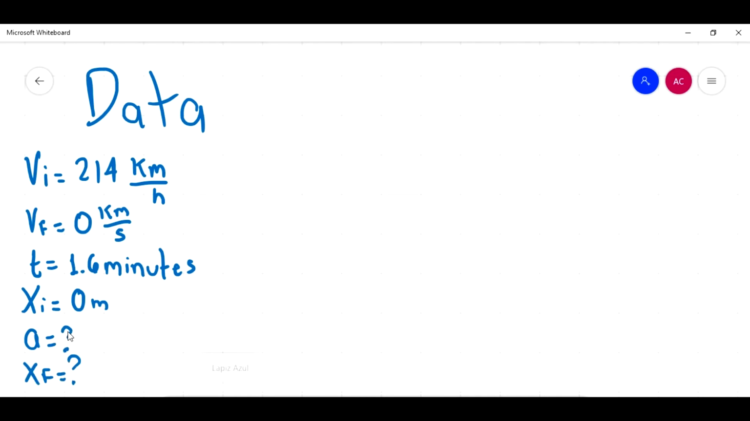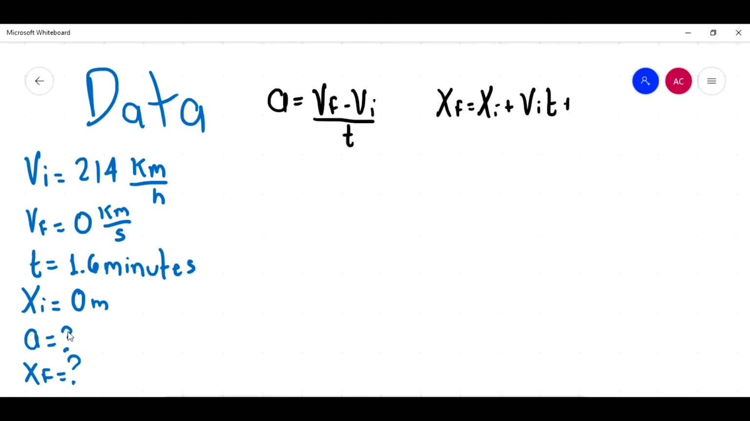Okay, next, I'm going to write the formulas that I know. So remember, the first one is acceleration equals final velocity minus initial velocity over time. And the second formula is final position equals initial position plus initial velocity multiplying time plus acceleration times time squared over 2.